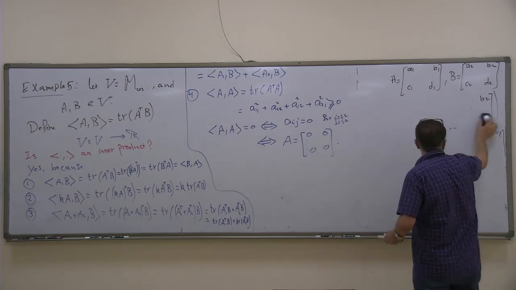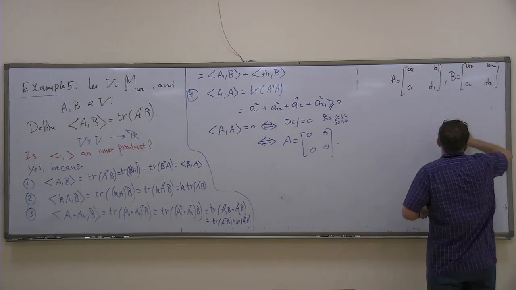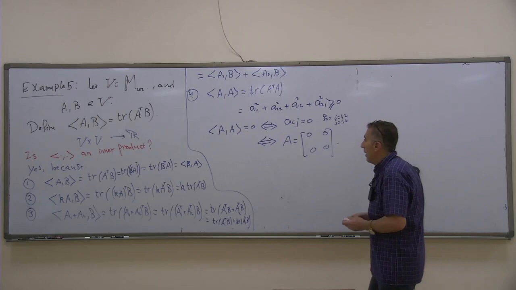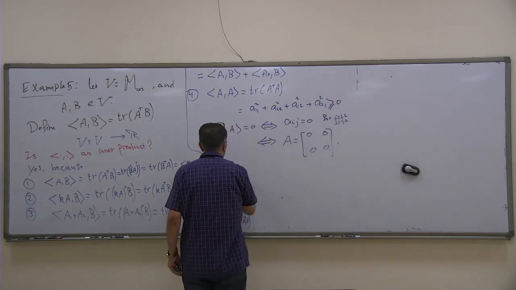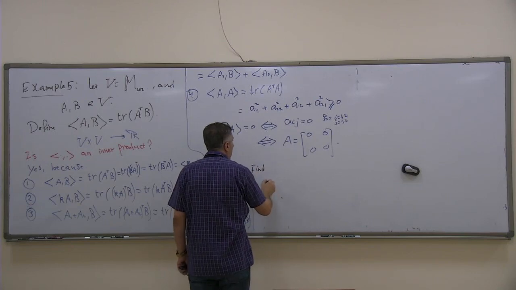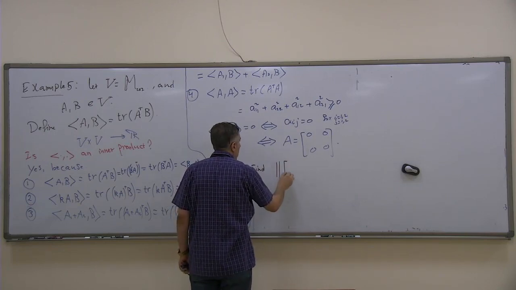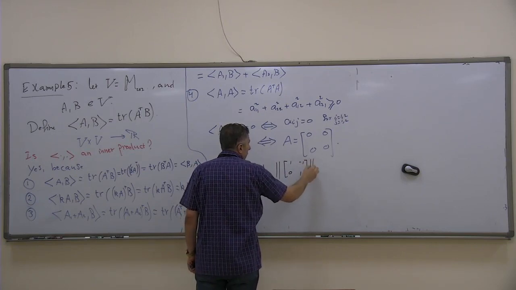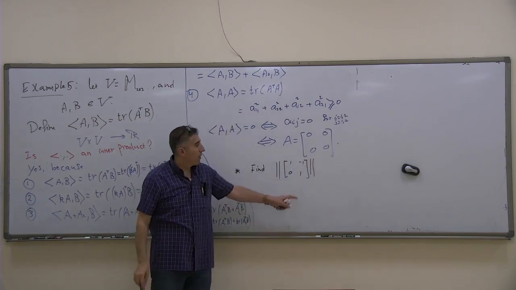All right. Let me here ask you about, let's say here, the length of a matrix. Since we have the matrix in front, the inner product in front of us, we can talk about the length and the distance. Question: find the length of this matrix, 1, -1, 0, 1. What is the length of this matrix?